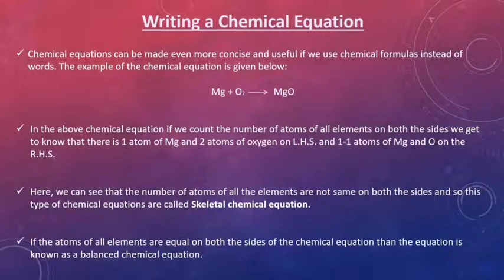Here we can see that the number of atoms of all the elements are not the same on both the sides, and so this type of chemical equation is known as a skeletal chemical equation or an unbalanced chemical equation. If the atoms of all elements are equal on both the sides of the chemical equation, then such a chemical equation is known as a balanced chemical equation. And if we are provided with an equation which is not balanced, we need to balance it.